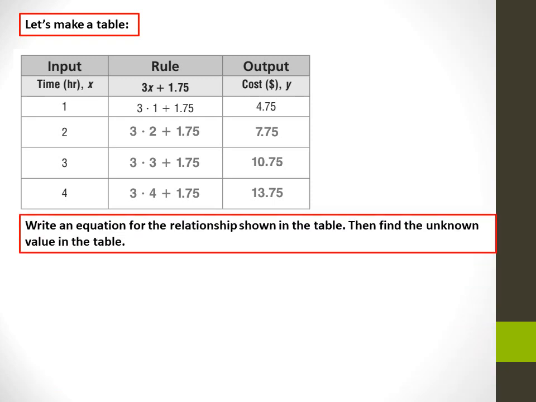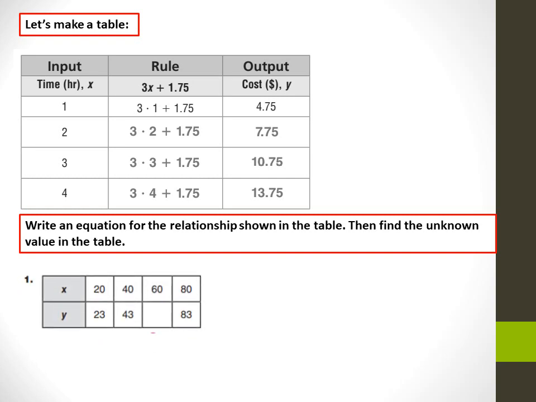Write an equation for the relationship shown in the table, then find the unknown value in the table. If x is equal to 20, y is equal to 23. If x is equal to 40, y is equal to 43. If x is equal to 80, y is equal to 83. So the equation is y equals x plus 3, because I'm adding 3 to x each time. So if x is equal to 60, y must be equal to 63.